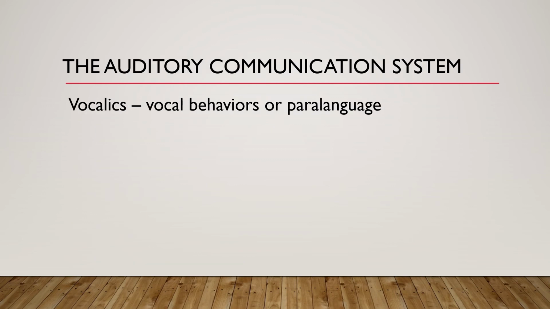The next system of nonverbal communication is the auditory system. And the auditory system is primarily made up of vocalics. The vocal behaviors or paralanguage that go along with our verbal communication. So these really involve our voice. They are paired with our verbal language, but they are not the words themselves.